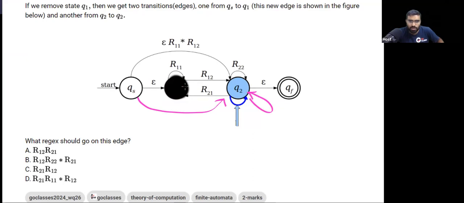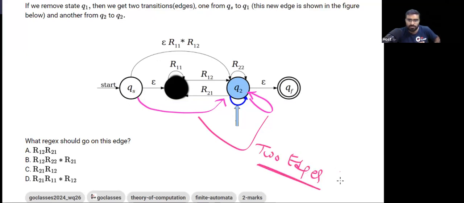So you can easily notice, if I remove this state Q1, then I need to put an edge from QS to Q2. Also, I need to put an edge from Q2 to Q2. These are the two edges I need to put when I delete Q1. Now, one edge is from Q2 to Q2, and the other is from QS to Q2.